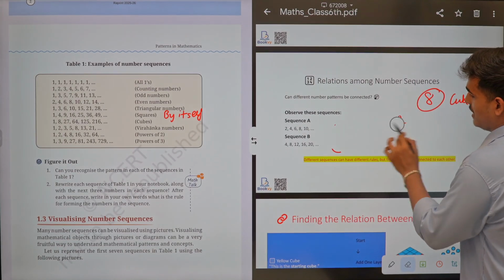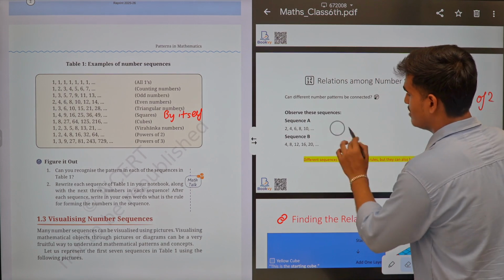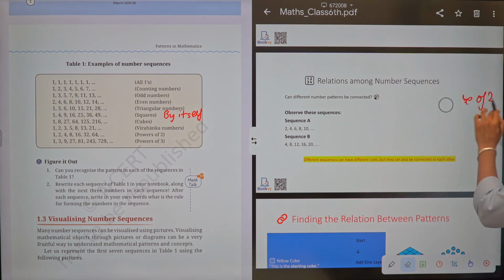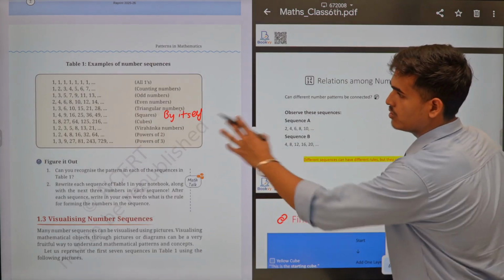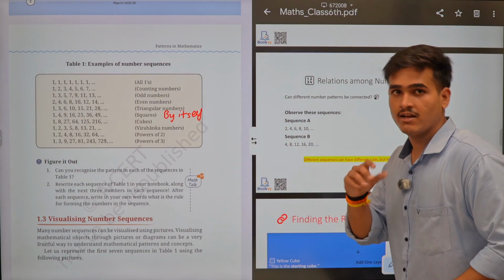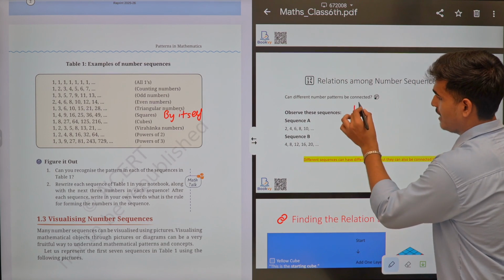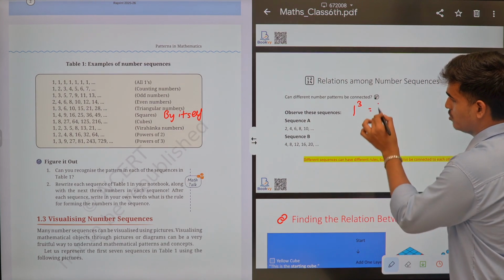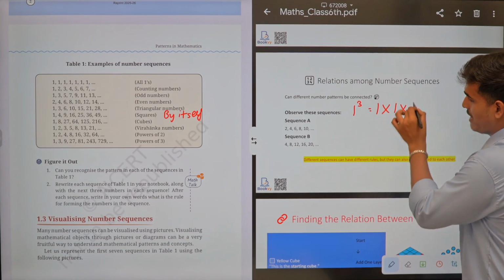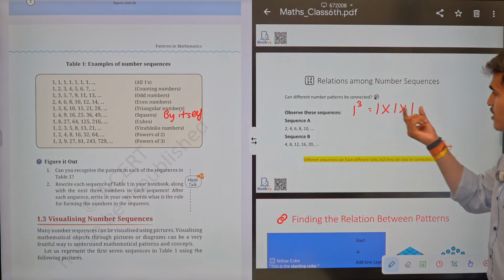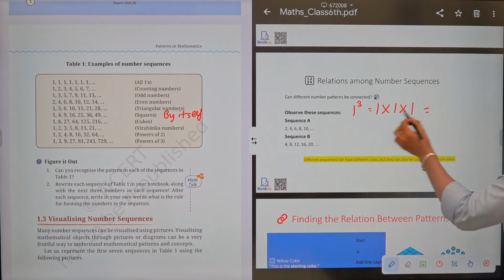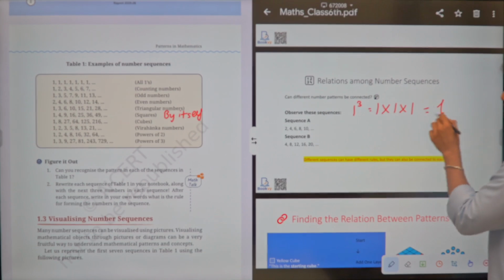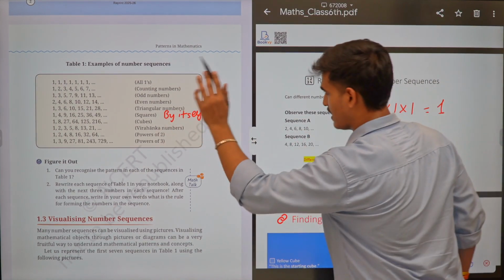See, in mathematics the pattern is always the same, but you will get different answers. For example, how does 27 come? See, we have seen that 1 cube is equal to 1 multiplied by 1 multiplied by 1. Sir, we multiplied 1 three times, so we have got 1. We only got 1, so sir, there also 1 is written.